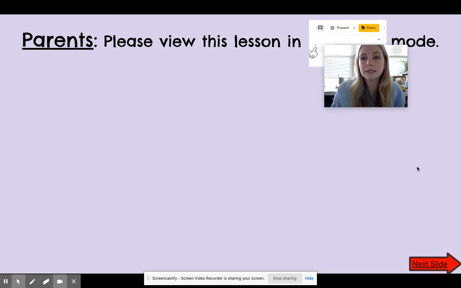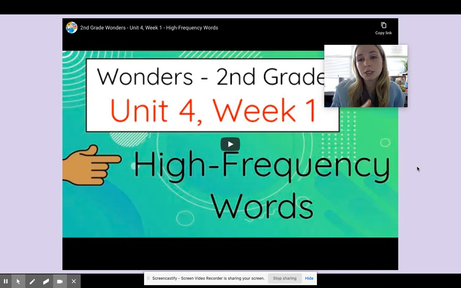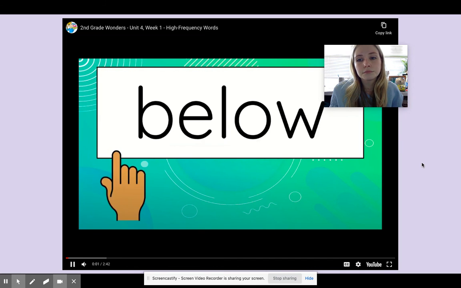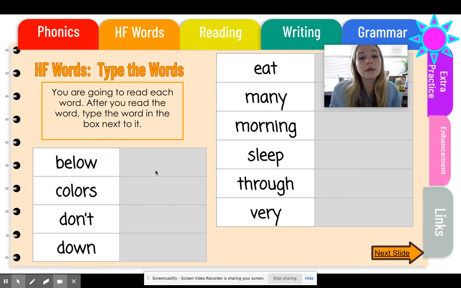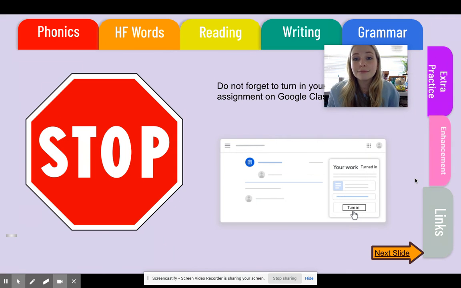We're back in present mode. We're going to watch a video with our high frequency words. As she's doing this, you need to be spelling them out loud with her and reading them with her. And then below, escape. That means you have an assignment. You are going to type in the words. So read each word. After you read the words, type it in the box. Then turn in your assignment. You're awesome. Thank you.